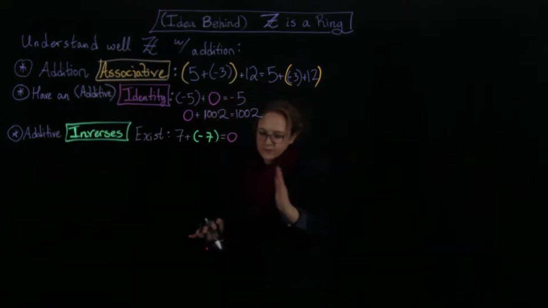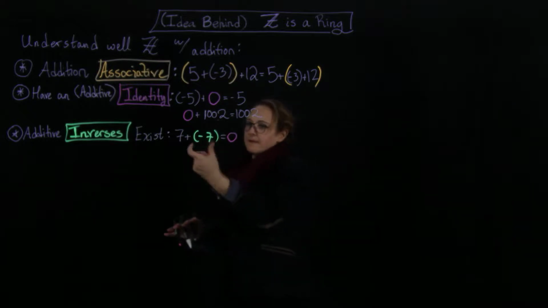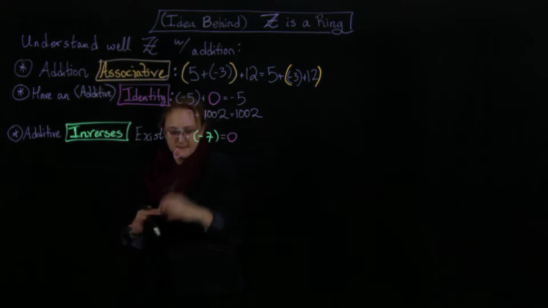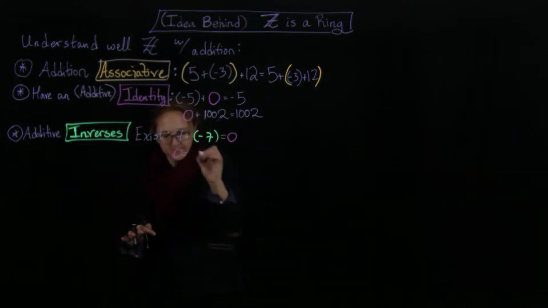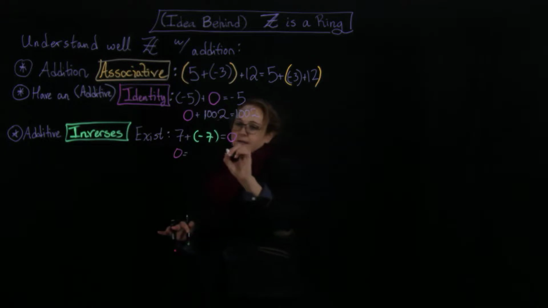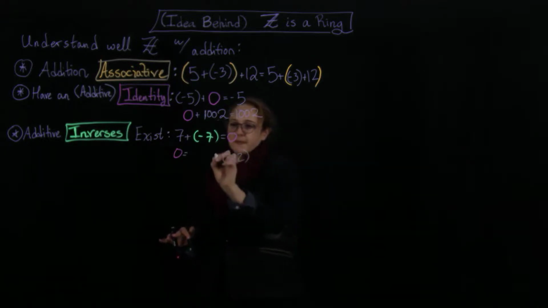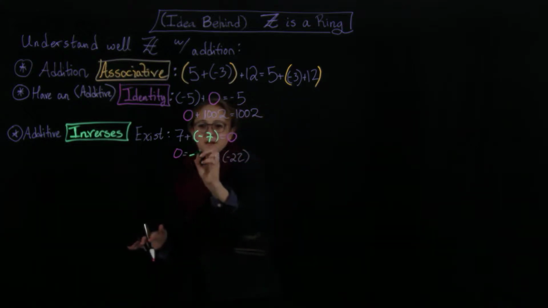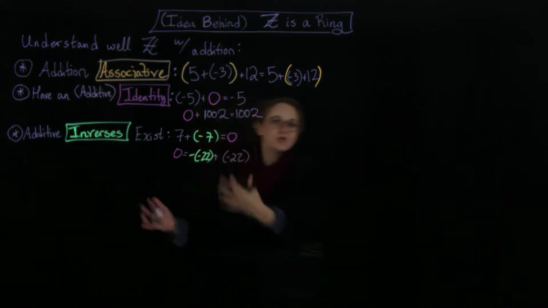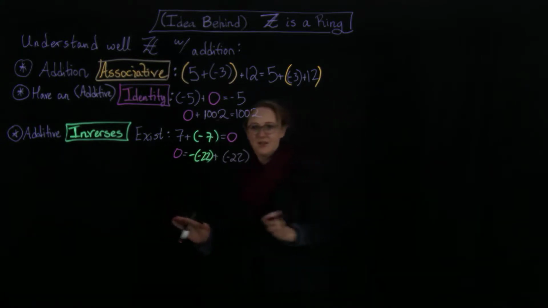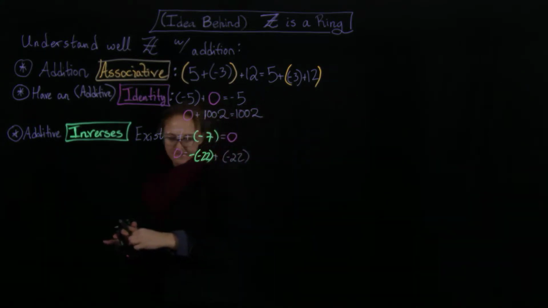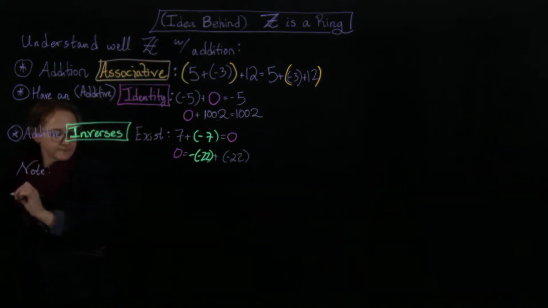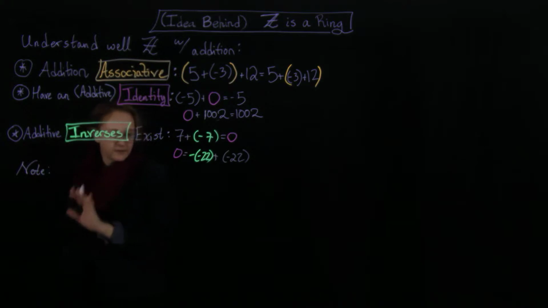The additive inverse also works on the other side, so I also get 0. If I have -22, then I add 22, and I end up getting 0. So I have something that will cancel it. I have my additive inverses. And I want to remark here that we have not yet required commutativity.